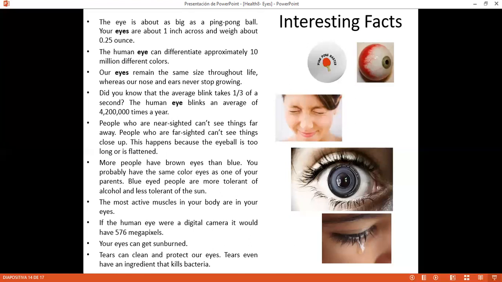If the human eye were a digital camera, it would have 576 megapixels. Ooh, that's more than any of the phones that I've seen lately. Your eyes can get sunburned, so that's why you wear sunglasses. Protection is primary. Tears can clean and protect our eyes. They have an ingredient that kills bacteria.